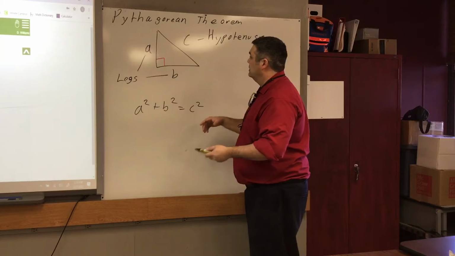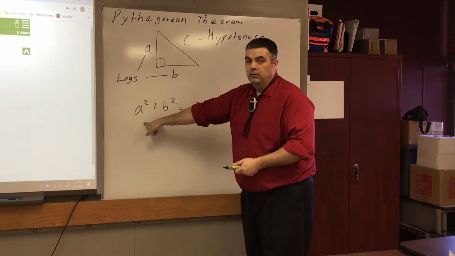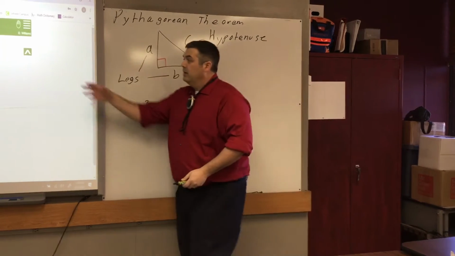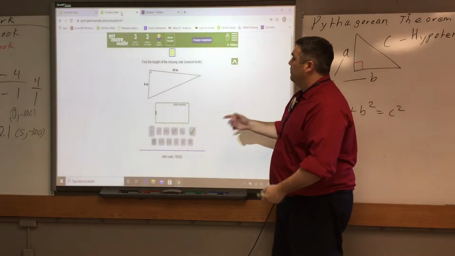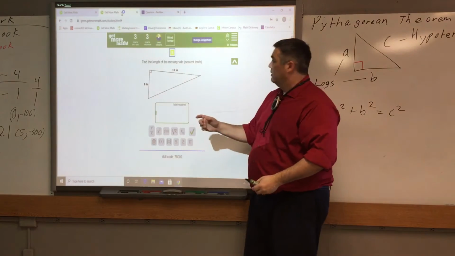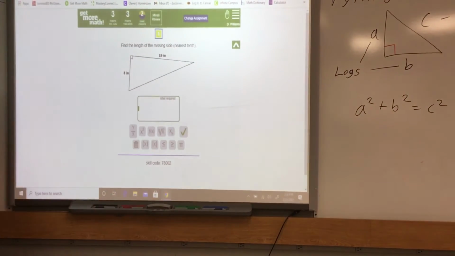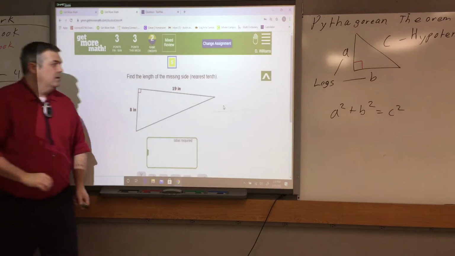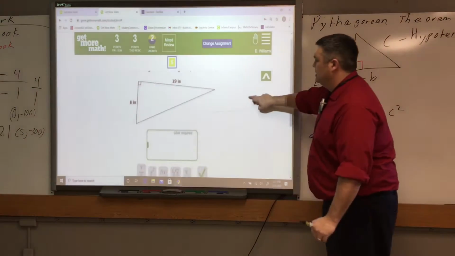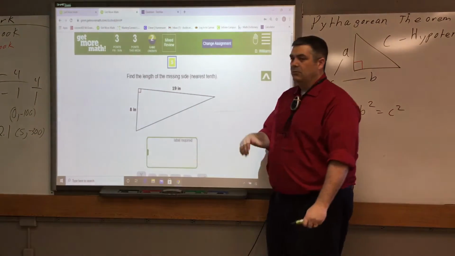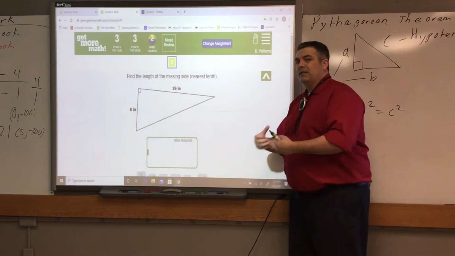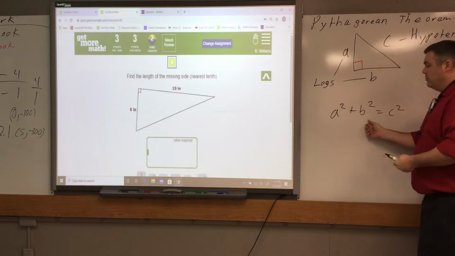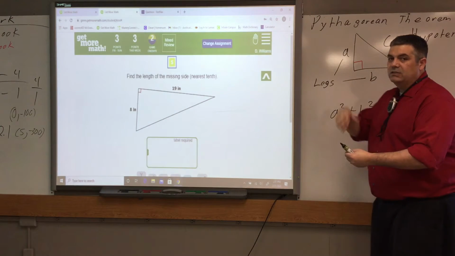What you get to do is plug in the two legs and then find out what c, the hypotenuse, is. That's the first thing we're going to do today. This is our first question: find the length of the missing side. Can you see the actual problem? Let me zoom in a little bit. That probably helps. So they're saying we can use the Pythagorean Theorem to find the missing side of our right triangle, because a squared plus b squared is going to equal c squared.